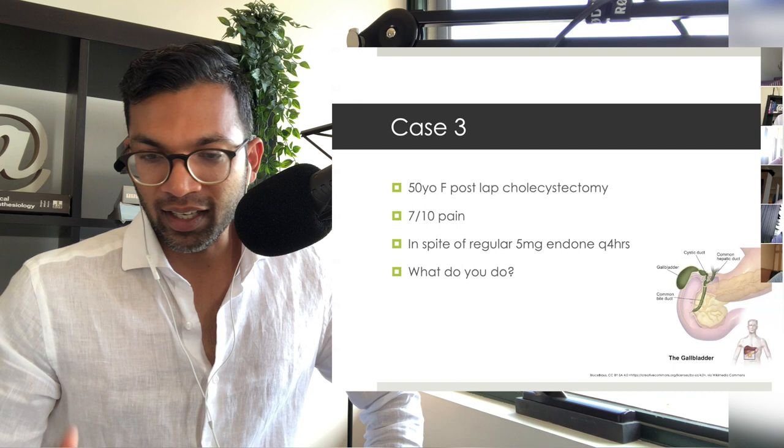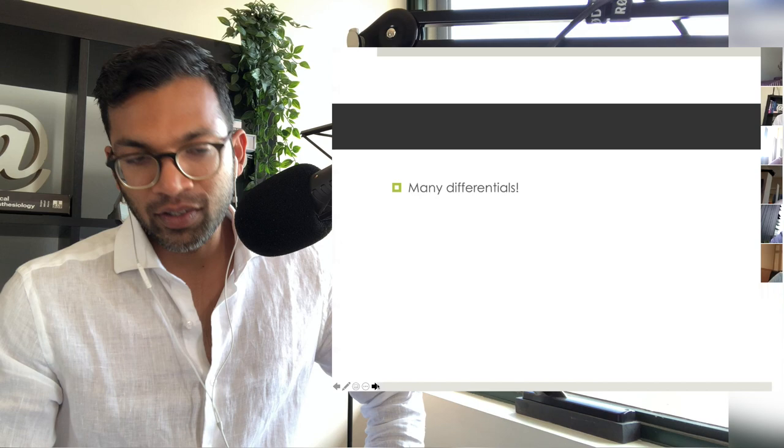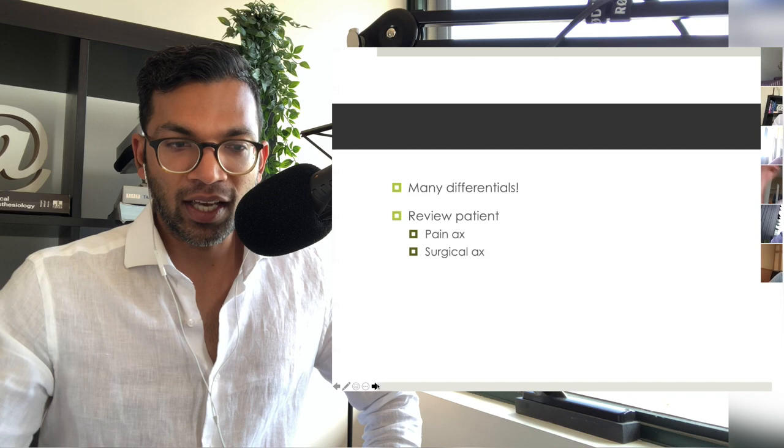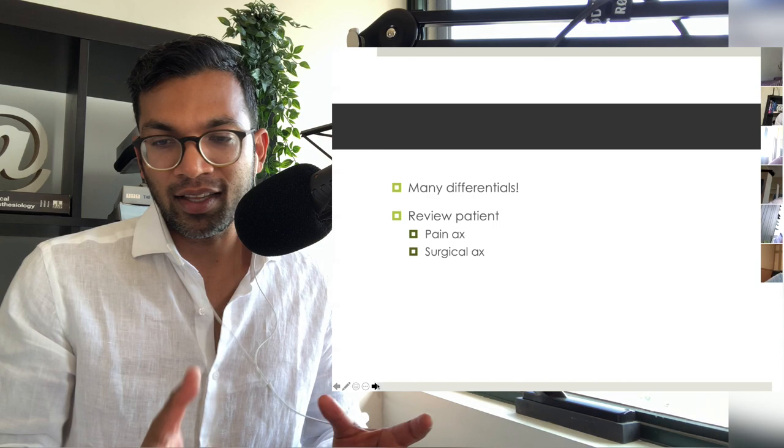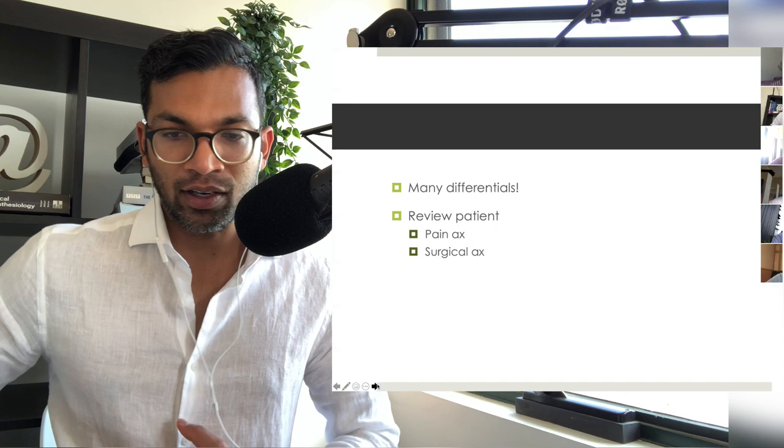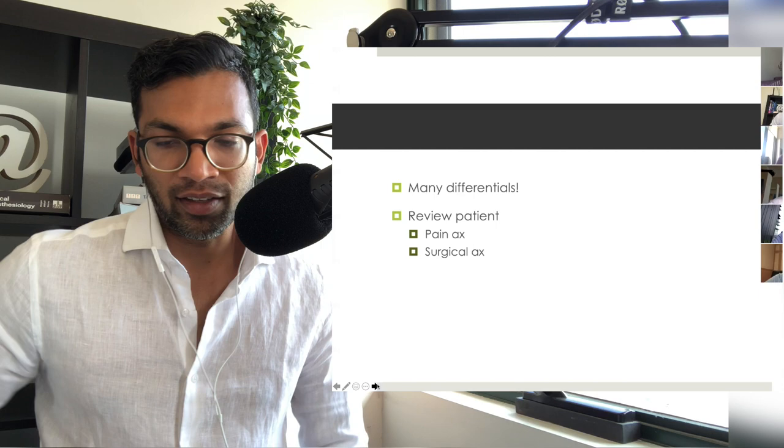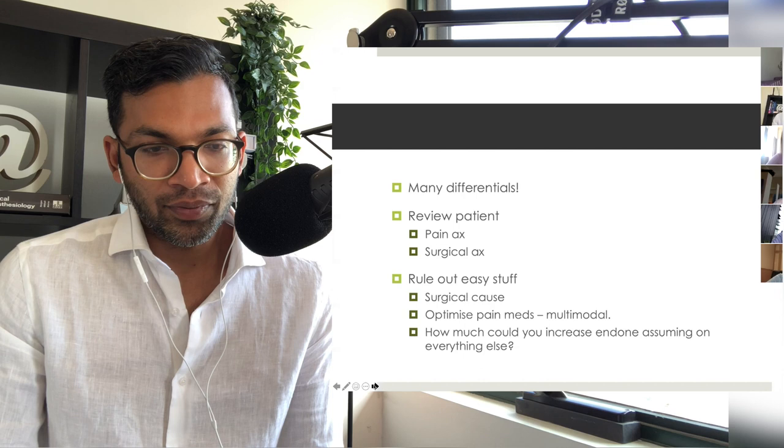Now, first of all, there are lots of differentials for this, so you have to approach the patient in all the usual ways. You review the patient, do a pain assessment, because maybe they've got some other weird pain happening, or you do a full surgical assessment as well. Because maybe the lap chole has an infection brewing, there's a collection there, or something's going wrong. Maybe they nicked the liver and there's increased pain from that. So you want to do all of that, but because there's a pain talk, after ruling out the easy stuff, you find a surgical cause and you optimize the pain medication.